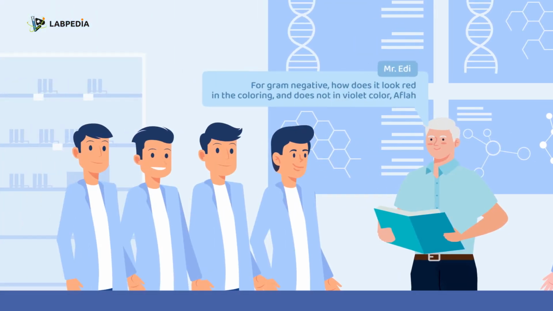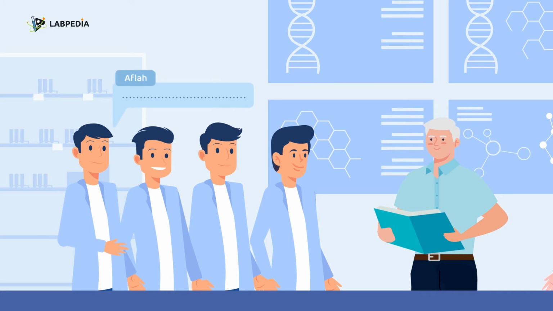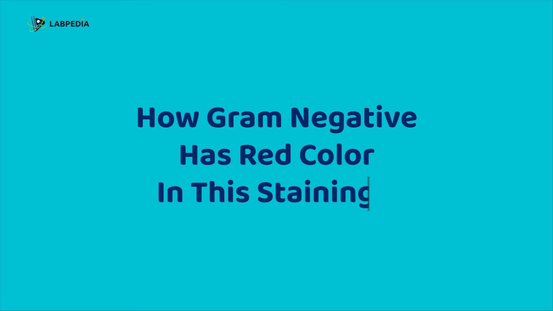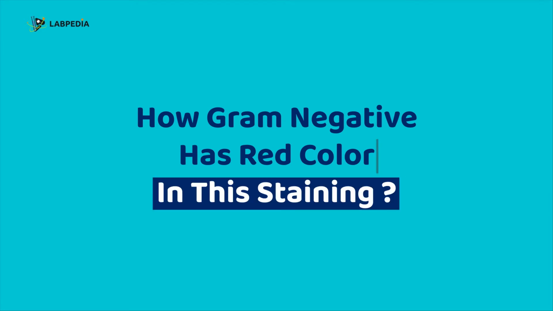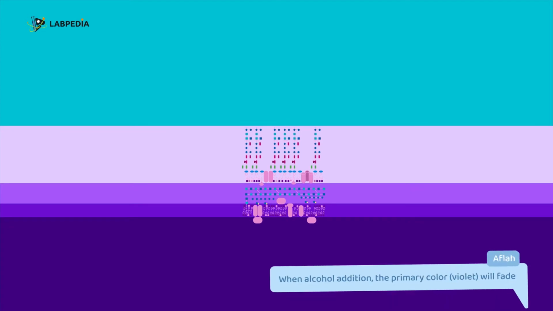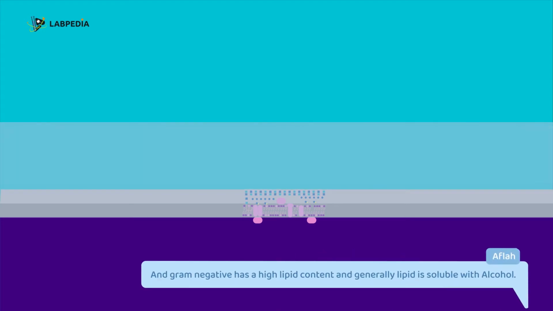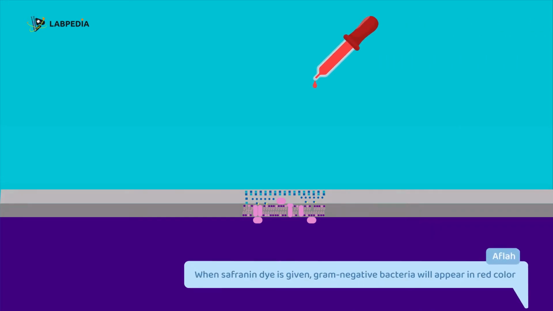For gram-negative, how does it look red in coloring and not violet? Afla? When alcohol is added, the primary violet color will fade, and gram-negative has a high lipid content, and generally lipid is soluble in alcohol. When safranin dye is given, gram-negative bacteria will appear red.